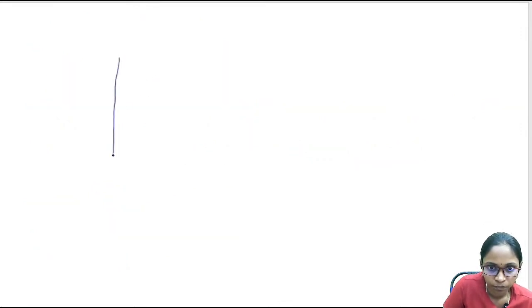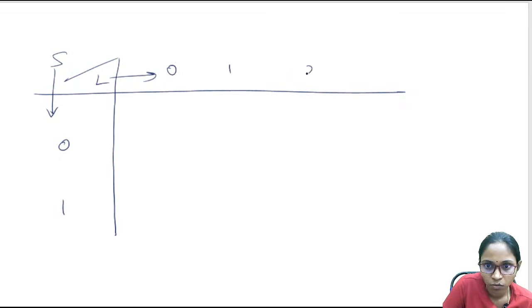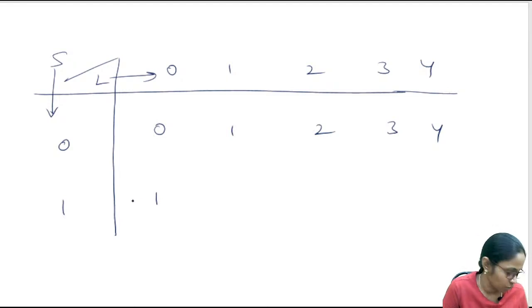So for this configuration, we have to find the spectral terms initially. L in this direction, S in this direction. S is 0, 1. L is 0, 1, 2, 3 and 4. So you just add up: 0, 1, 2, 3, 4. And 1 plus 1 will be 1, 1 minus 1 is 0. So here we have 1.